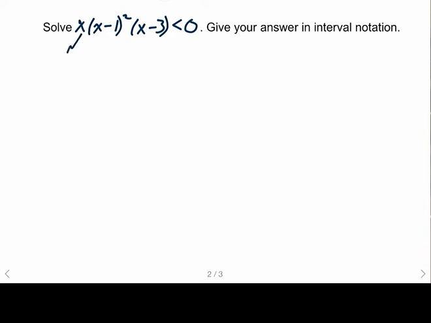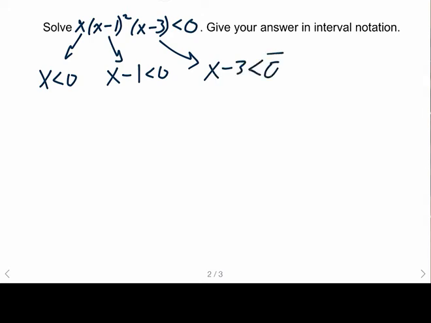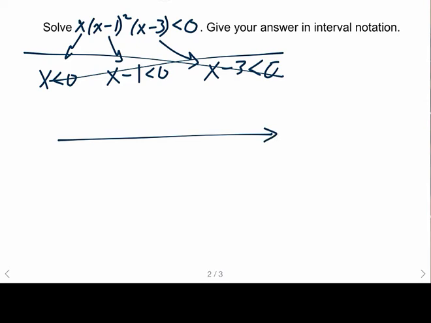We do not set x less than 0, x minus 1 less than 0, and x minus 3 less than 0. That does not work for inequalities. We need to be concerned with how the factors interact with each other. What I do get, though, is the zeros from the factors. That doesn't really change. So I'm going to draw an x-axis here because our variable is x. I'm going to put marks at 0, 1, and 3 because that's where the expression is equal to 0.